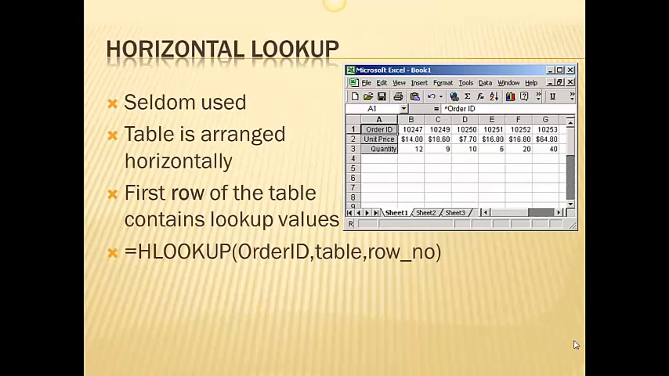Now you can also do a horizontal lookup, however these are seldom used. The table is arranged horizontally, and the first row of the table contains the lookup values. So the syntax would be similar. Here we have an example of an H for a horizontal lookup. It would look up in the order ID column a particular number, like 10247. It would look in the table, and it would bring back the row number, either 2 or 3, depending upon if you wanted the unit price or the quantity. But frankly, our tables are normally vertically oriented rather than horizontally oriented, so this is a very unusual function. You don't usually use it that often.